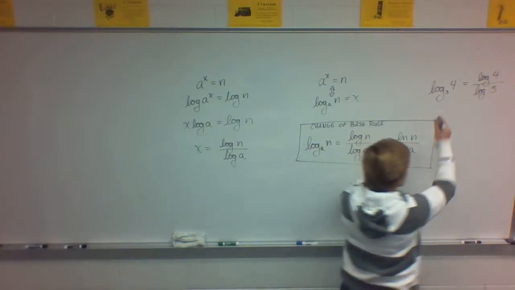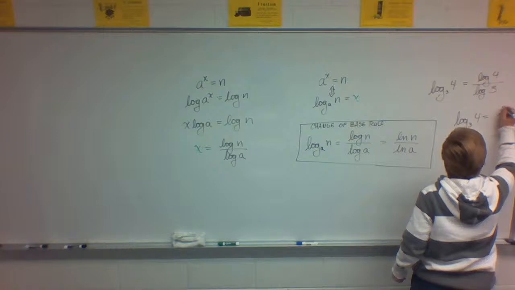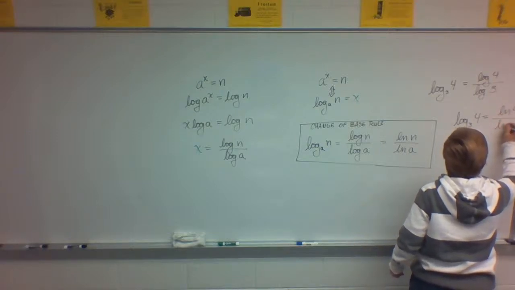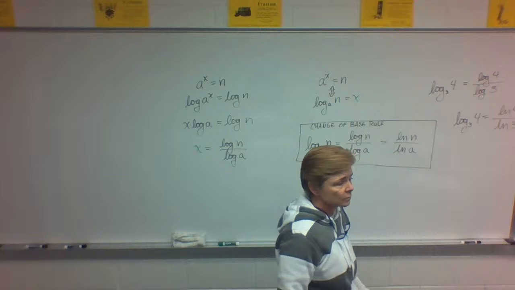So up here, what I'm saying is the log base 3 of 4 could also be found by natural logging 4 and natural logging 3 and dividing them. You get the same result, whether it's common log or natural log.